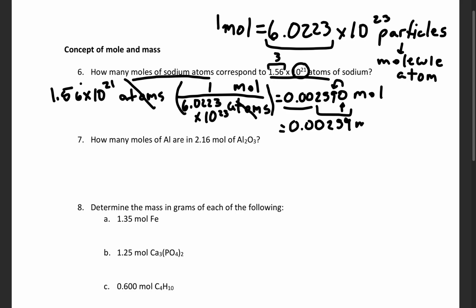0.00259 moles. Now, so this is sodium atoms, right? So this is atoms of sodium. So we're going to report that you have 0.00259 moles of sodium. This is going to be part of your answer. This is part of the problem. So you have atoms of sodium, you end up with moles of sodium.